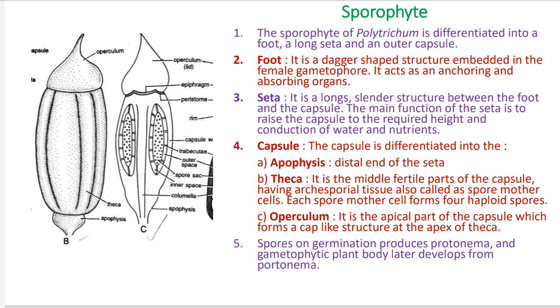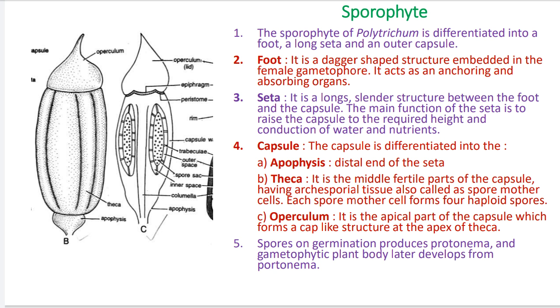Number 4, capsule. The capsule is differentiated into, point number 1, apophysis. That is the distal end of the seta. The distal end of the seta is called the apophysis. You see in the diagram, the apophysis is given. Okay. Then theca. The second part is the theca. It is the middle fertile part of the capsule.